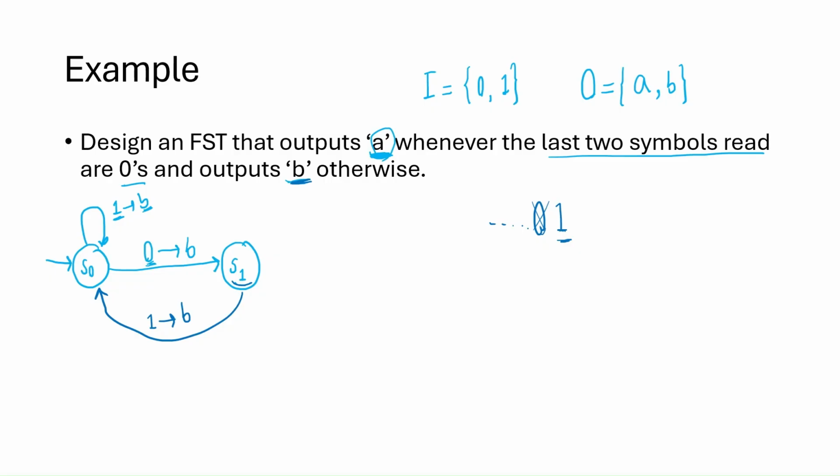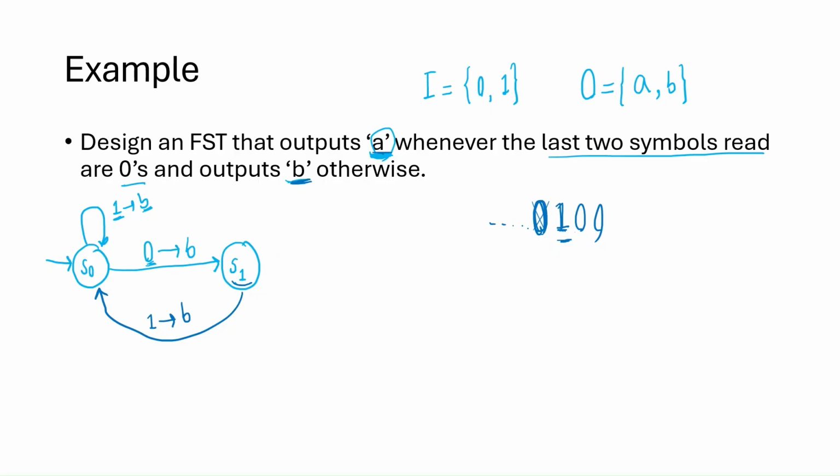And one more time, the reason that we go back is because now we need to see two zeros again, because this 0 is not useful anymore, since now the last symbol is a 1. The only way that we can output an A is if there are two zeros. So that means start over, go back to S0.